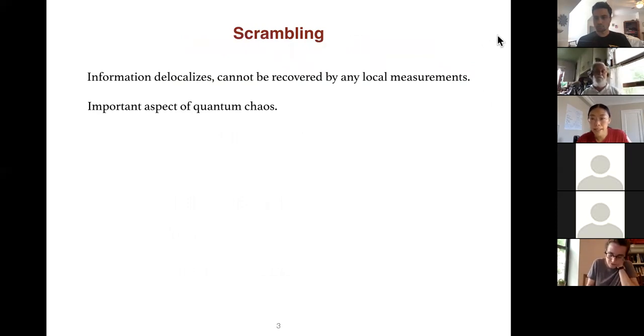Scrambling, roughly speaking, is information delocalization. So initially local information after time evolution cannot be recovered by any local measurements. That process is information scrambling. And people are interested in information scrambling because it's an important aspect of quantum chaos. That's one of the important reasons. It's not equivalent to quantum chaos, but many quantum chaotic systems have been found to have information scrambling as well.